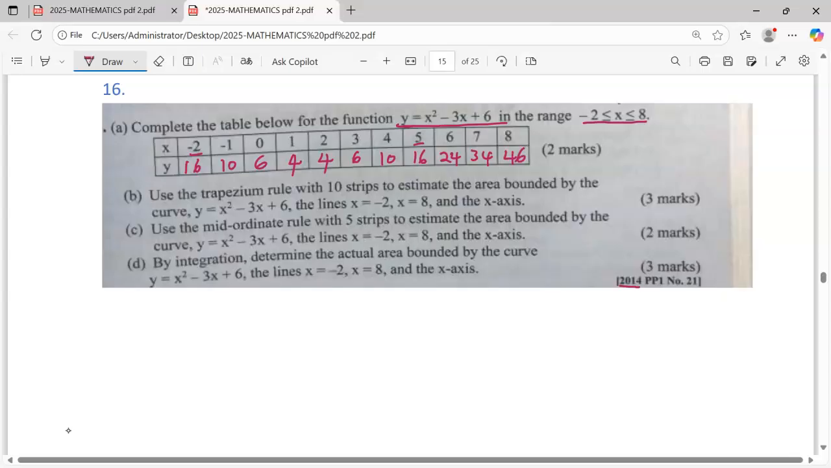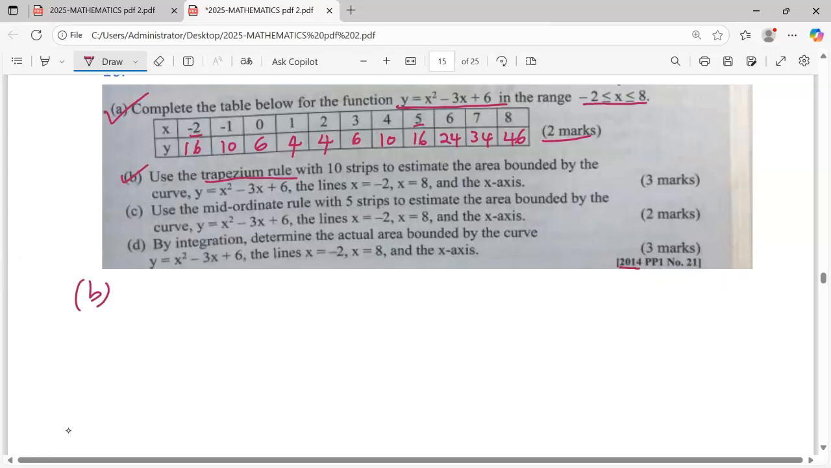Once we have done that, we are through with part A of this question, which carries 2 marks. We go to part B, where we are supposed to use the trapezium rule with 10 strips to estimate the area bounded by the curve, the lines x equals -2 and x equals +8, and the x-axis.